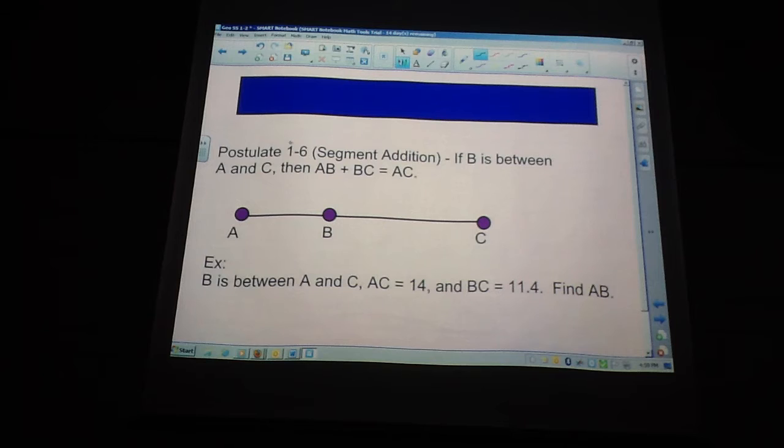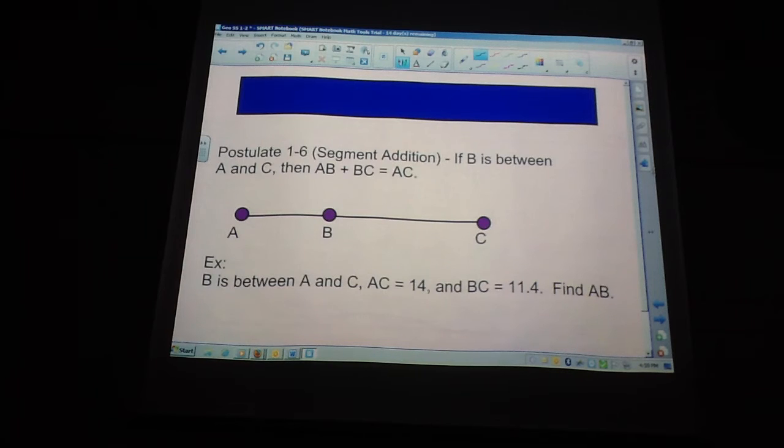You remember in the ones from section 1-1, it was just postulate 1-1, postulate 1-2. Well, this one's a segment addition postulate. And it starts off by saying if point B is between points A and C, then the length of AB plus the length of BC equals the length of AC.